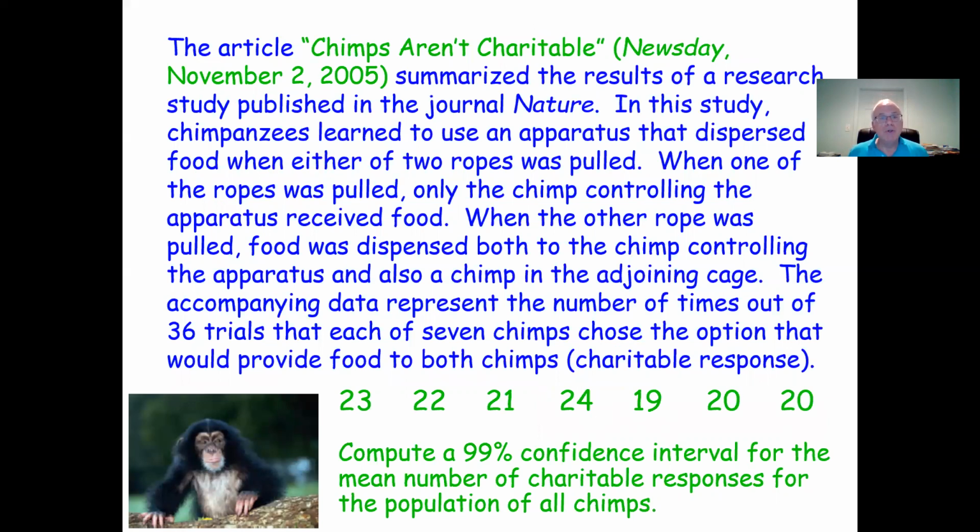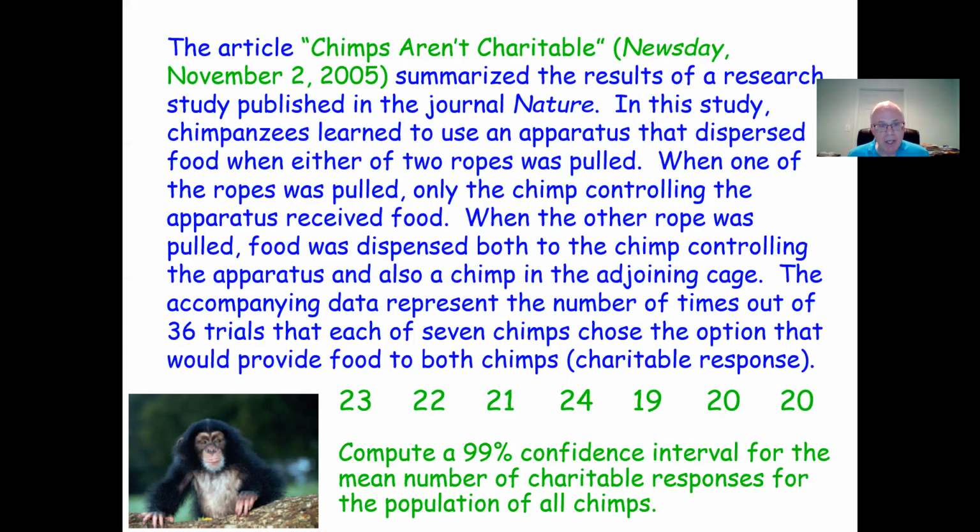So let's actually do an example here. This is a funny kind of example. It says chimps aren't charitable. It summarized the results of a research study published in the journal Nature. In this study, chimpanzees learned to use an apparatus that dispersed food when either of two ropes was pulled. When one of the ropes was pulled, only the chimp controlling the apparatus received food. When the other rope was pulled, food was dispensed both to the chimp controlling the apparatus and also a chimp in the adjoining cage.